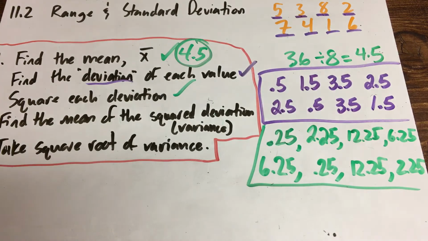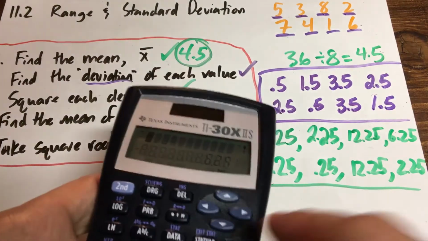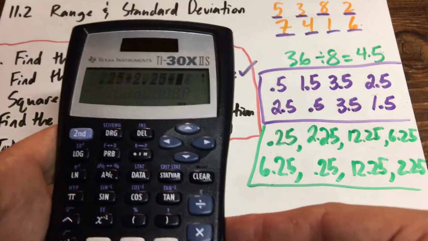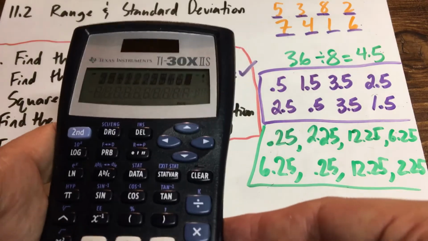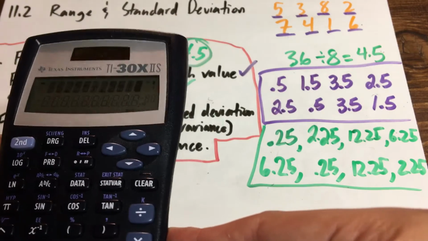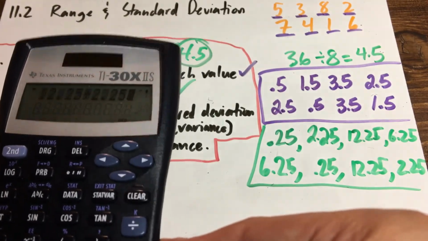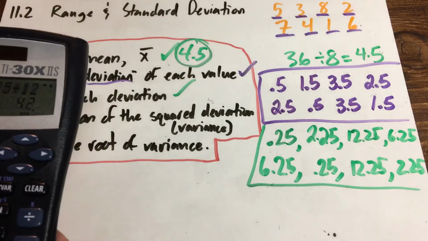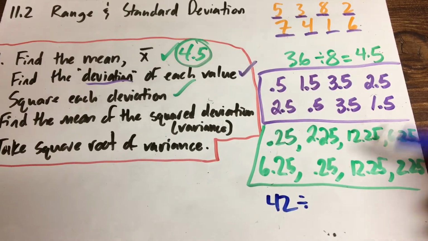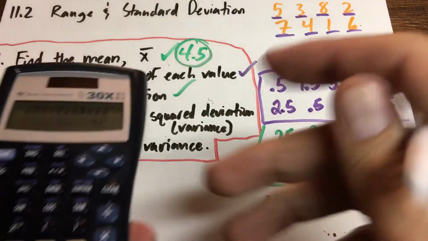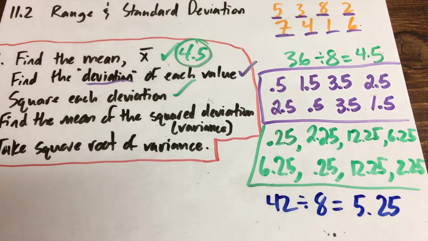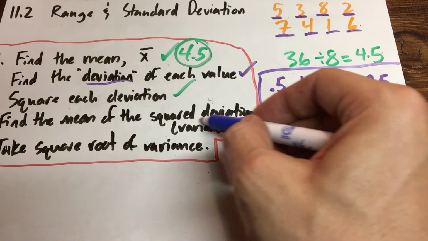So now these numbers in my green box, I'm going to find the mean. No, I can't do this one in my head. I'm going to add them all up. Got to use the calculator. 0.25 plus 2.25 plus 12.25 plus 6.25, plus 6.25 again, plus 0.25 plus 12.25 plus 2.25 gives me 42. So I add them all up, I get 42. I divide by how many numbers I have? 1, 2, 3, 4, 5, 6, 7, 8. 42 divided by 8 is 5.25. That number is called the variance, right?